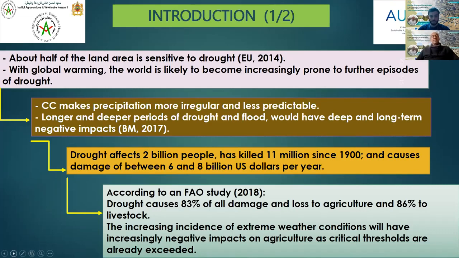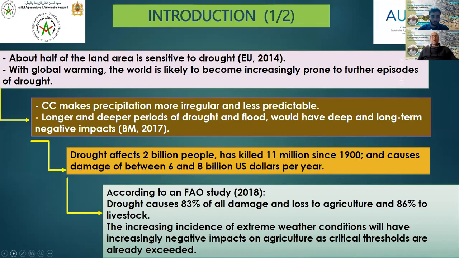About half of the land area is sensitive to drought. With global warming, the world is likely to become increasingly prone to further episodes of drought. Climate change makes precipitation more irregular and less predictable. Longer, deeper periods of drought and flood would have deep and long-term negative impacts in the region. Drought affects 2 billion people, has killed about 11 million since the 1900s, and causes damages between $6 and $8 billion US dollars per year.